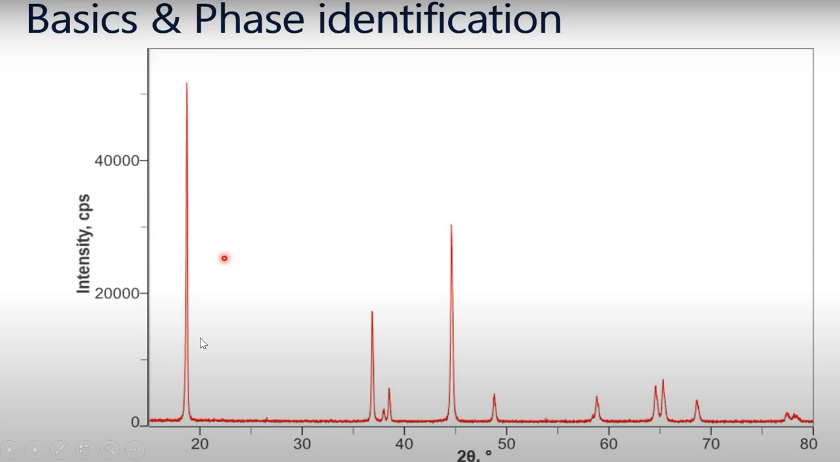So let's see the first application, that is the phase identification. This is the general XRD diffractogram, which contains the information of diffraction angle 2 theta on its x-axis and the information of intensity on the y-axis.